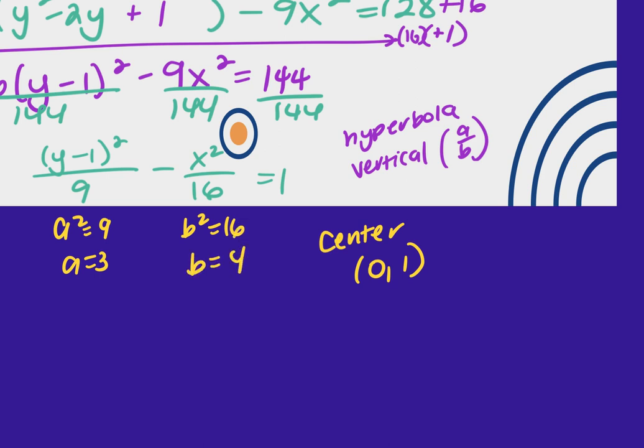So again, I won't go all the way through, but from my center, I would go up and down 3. Those would be my vertices. I'd go right and left 4. Those would be my co-vertices. And then if I needed the asymptotes and the c squared, I would do c squared equals a squared plus b squared because this is a hyperbola. Questions on that one?